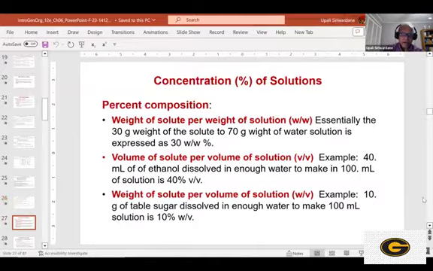We go now to calculating concentration of solutions. Concentration is the relative amount of solute to the total solution. It's expressed in percent compositions based on weight by weight or volume by volume for liquids, weight by volume for solids in liquids. Weight by volume is used mainly for solids. Sometimes we use it for liquids also.